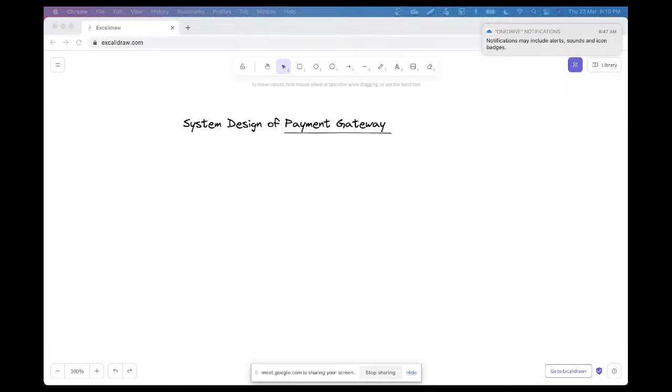So let me first start with some introduction about payment gateway. Today we'll be doing step-by-step designing of payment gateway, and this will help you to answer similar questions in a system design interview. We'll be covering a little bit of low-level design, but mostly we'll be focusing on high-level design.